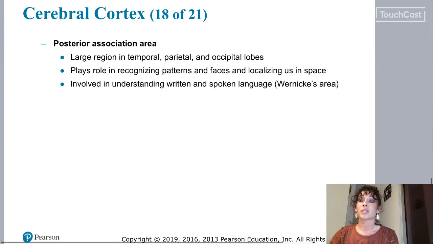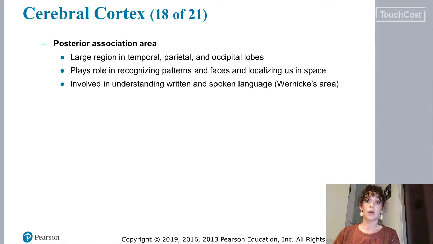Our posterior association area is a large region in our temporal, parietal, and occipital lobes. It plays a role in recognizing patterns and faces and orienting us in space so we know where our body is. It's also involved in understanding written and spoken language.